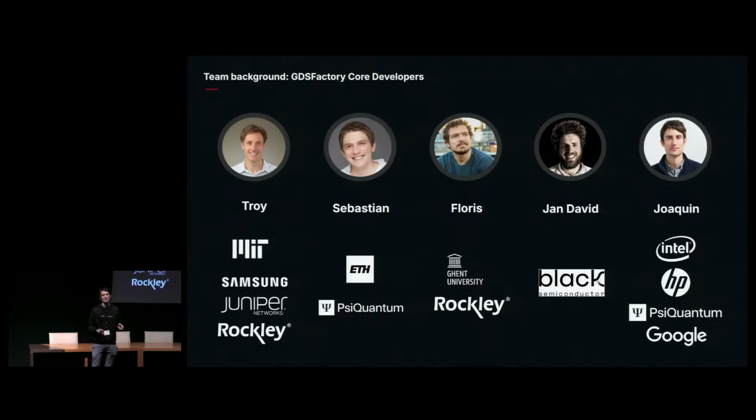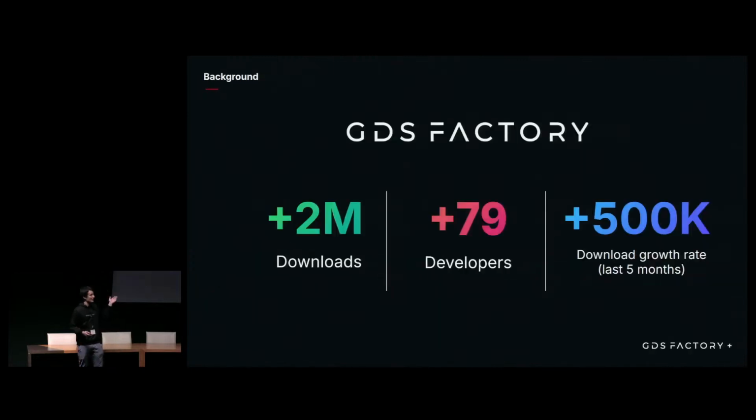But in the process of adopting GDS Factory, we also realized there were many needs that were not covered by this open source software. For those who don't know, GDS Factory is an open source library that makes chip design easy to use and very fast. It's been downloaded over 2 million times, and it has over 79 developers worldwide. Just to give you an idea of how many downloads we're getting, it's in the order of 500K in the last 5 months.